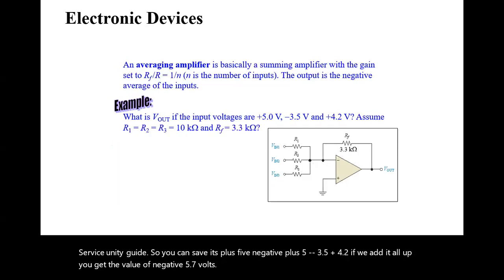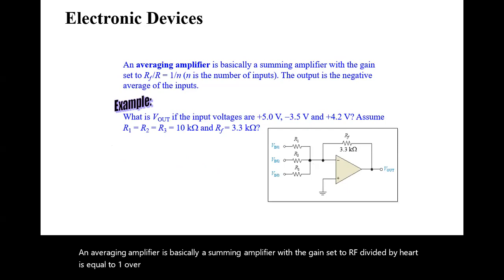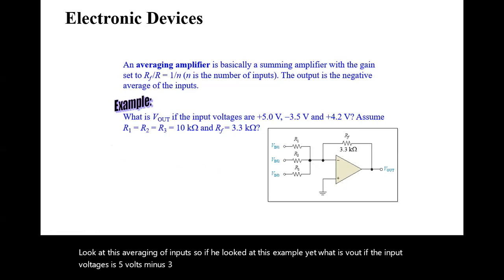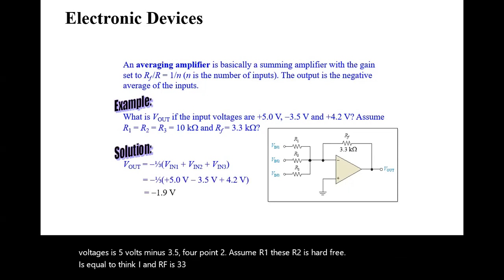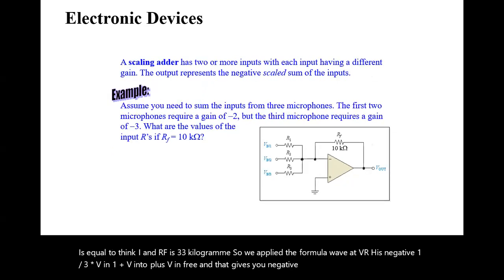An average amplifier is basically a summing amplifier with a gain set to RF divided by R equal to 1 over N, where N is the number of inputs. The output is a negative average of the inputs. So look at this example: what is V out if the input voltages are 5 volts, minus 3.5, 4.2, assuming R1, R2 and R3 are equal to 10K, and RF is 3.3 kilo ohm? We apply the formula: V out is negative 1 over 3 multiplied by V in 1 plus V in 2 plus V in 3, and that gives you negative 1.9 volts.